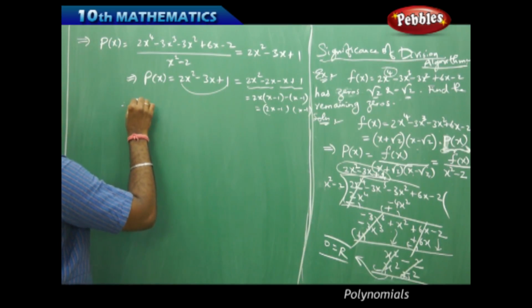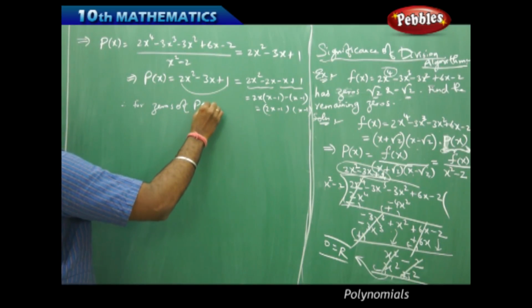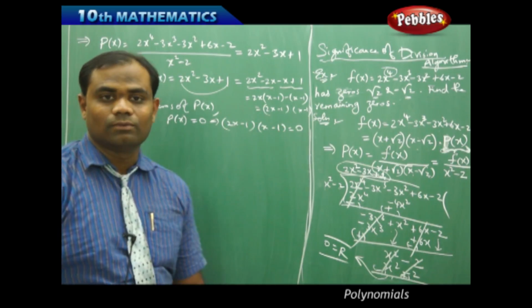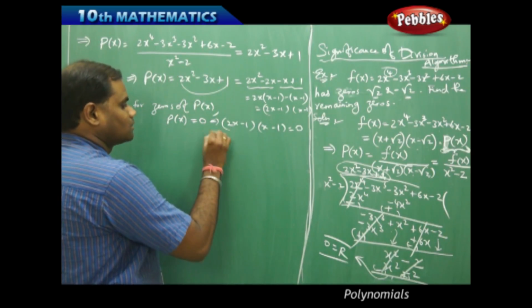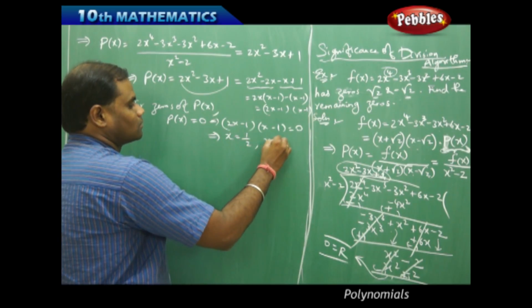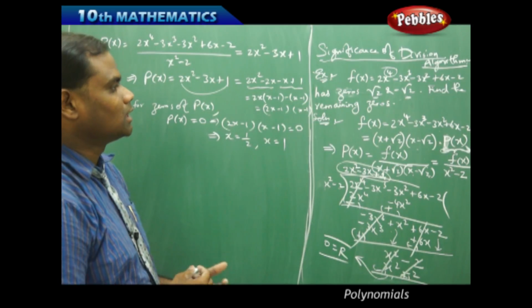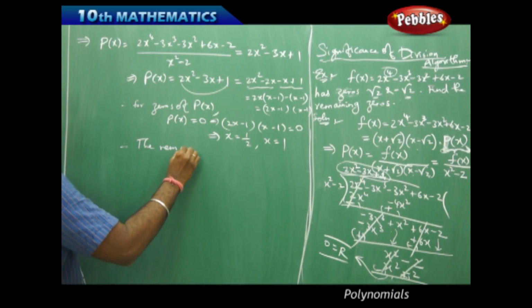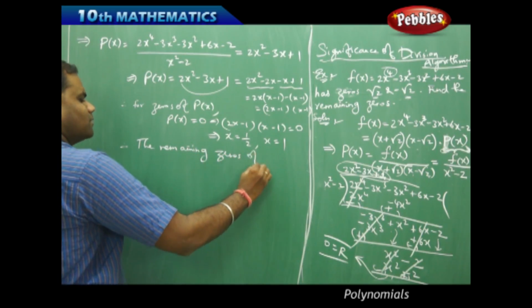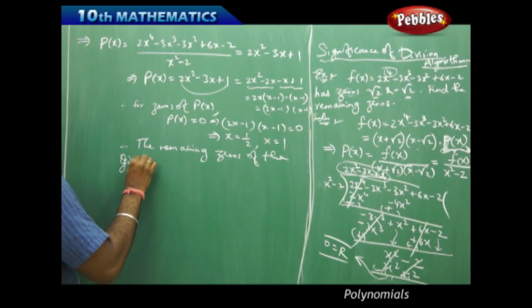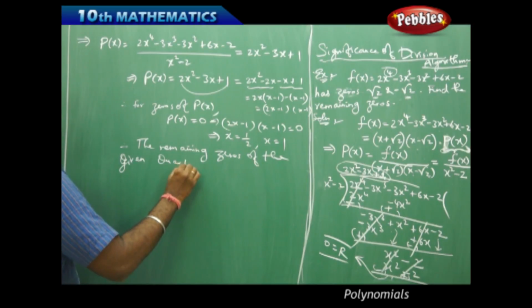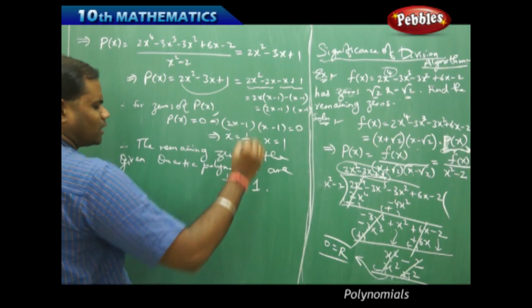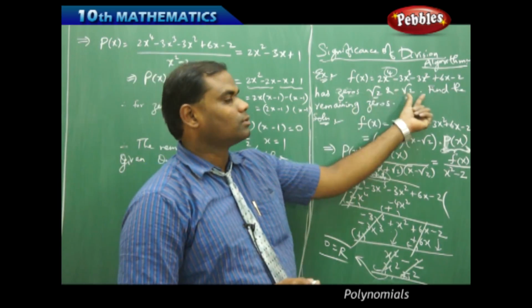Therefore, for zeros of p(x) equal to 0, 2x minus 1 into x minus 1 will be equal to 0. And therefore, simplifying each factor gives me x is 1 by 2 and x is equal to 1, the remaining two zeros of the given quartic polynomial. Therefore, the remaining zeros of the given quartic polynomial are 1 by 2 and 1, the already known two being root 2 and minus root 2.